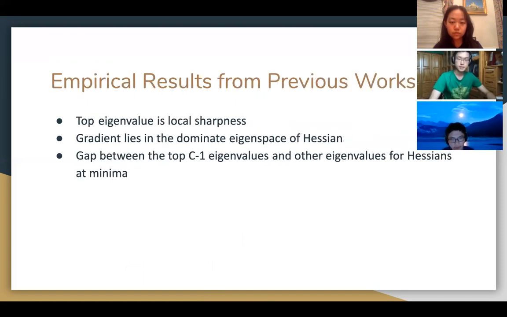So these are some of the empirical results from the previous studies. First of all, many empirical experiments have shown that the top eigenvalue, as the local sharpness, is a very good indicator of the generalization gap. And previous works have also shown that the gradient lies in the dominant eigenspace of the Hessian. So that may also tell us that the Hessian itself is very important in the optimization process. And also there are many observations claiming that there's a gap between the top C-1 eigenvalues and the other eigenvalues. Many claim that this is due to the intrinsic dimension of the data set.